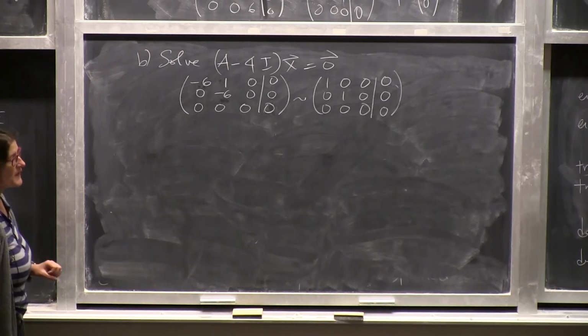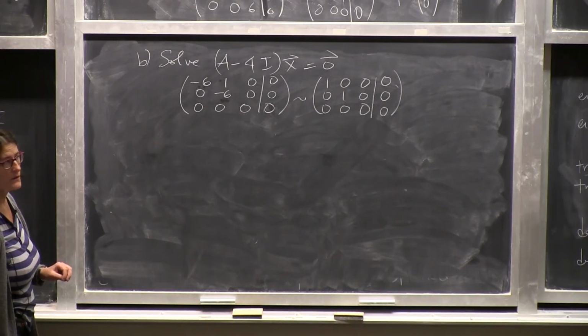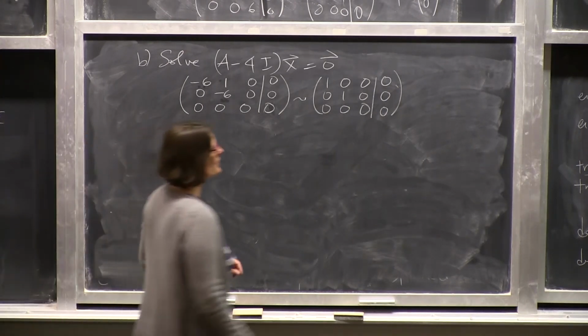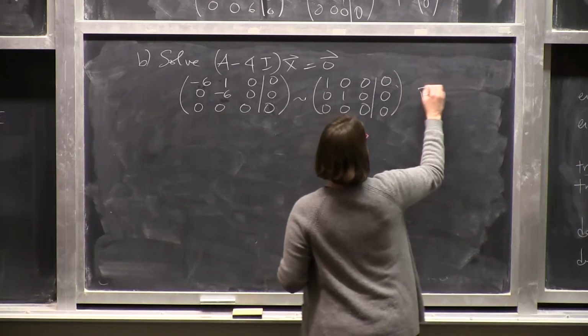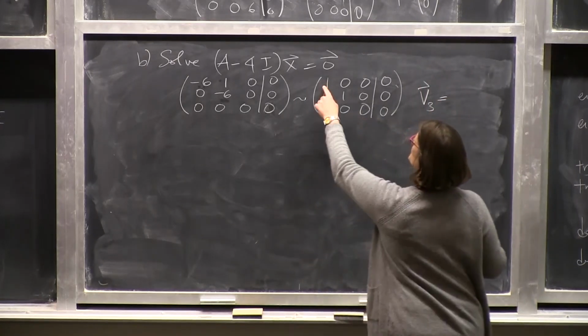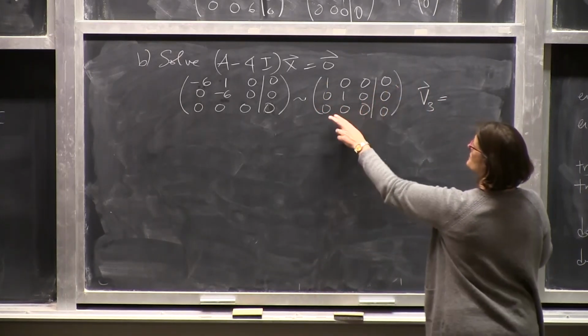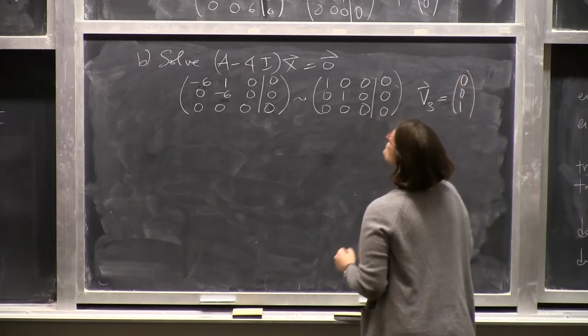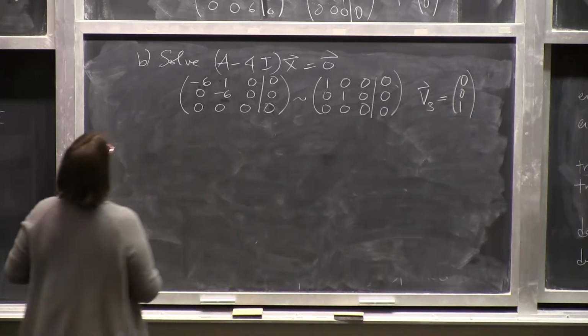The general solution will have how many parameters? 1. The general solution will have 1 parameter, and we're going to get an eigenvector. First entry must be 0, second entry must be 0, third entry can be whatever it wants. And you can check that is an eigenvector.